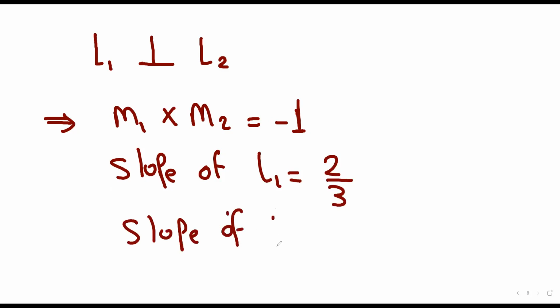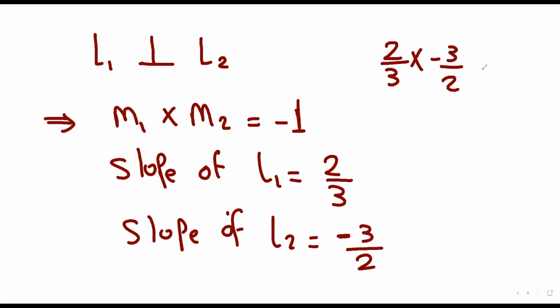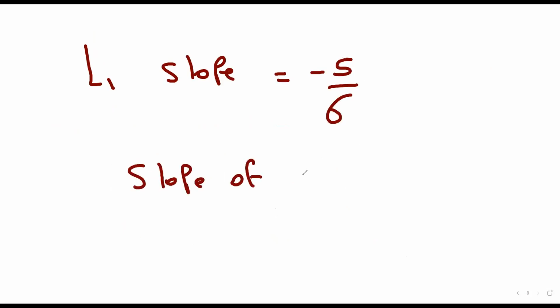You tell me. It will be negative 3 over 2. Why? Because when multiplying 2 over 3 times negative 3 over 2 you will get negative 1. So if the slope of L1 is, for example, negative 5 over 6, what is the slope of L2? Change the sign here to positive and switch the numerator and denominator. It will be 6 over what? 5. Any problem? No.